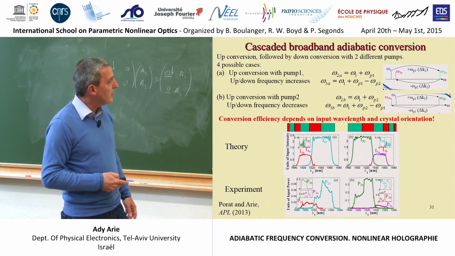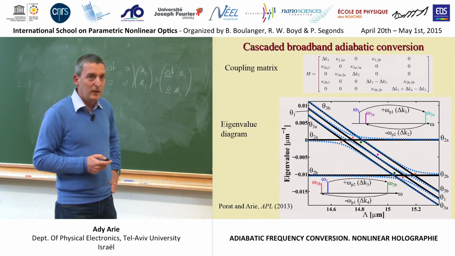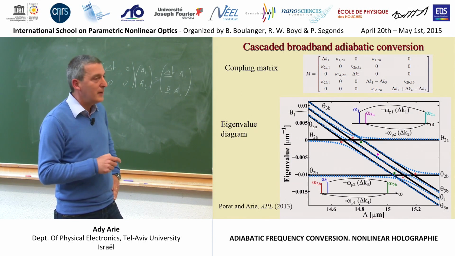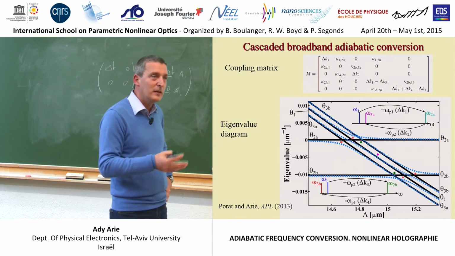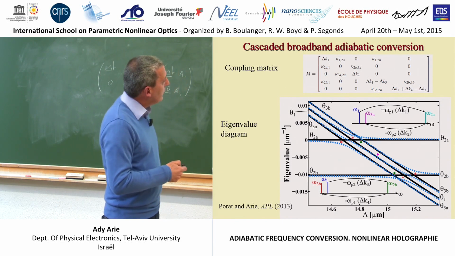Okay? So now let's use this understanding of the level crossing diagram in order to understand why in one case it works in one way, in the other case it was in a different manner. So we start with omega 1.